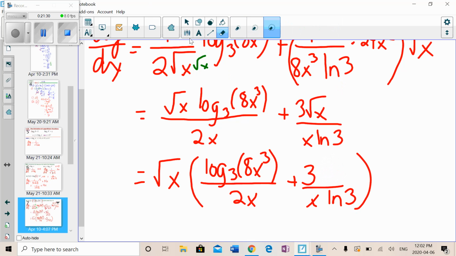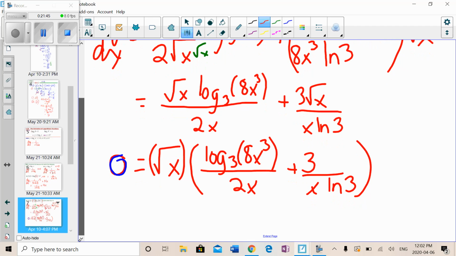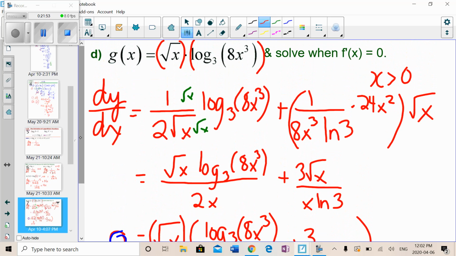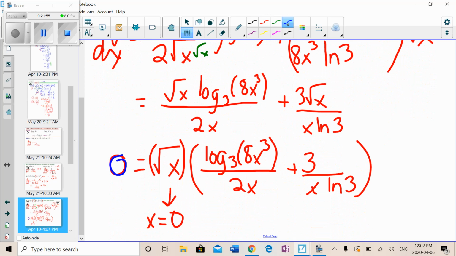Okay, so now it's just a matter of solving this. So once again, I have to set this equal to 0. And clearly when I solve this first bracket, what would cause a 0 there? Well, that would be a 0. However, don't forget we already determined way up here that x has to be greater than 0, so we're going to throw that answer out.